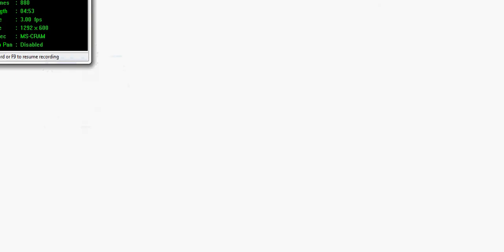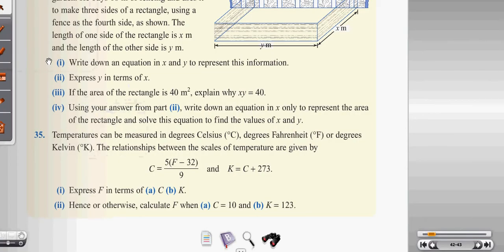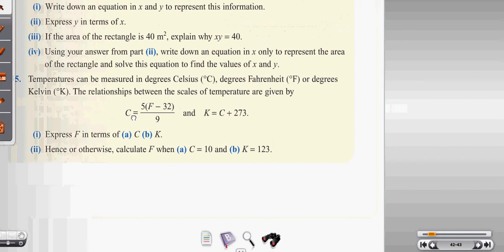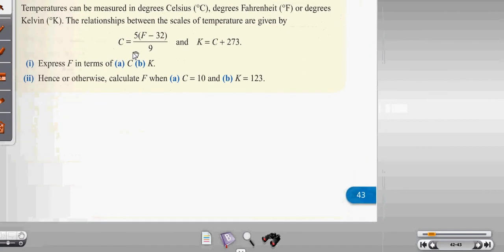Okay, so temperatures can be measured in degrees Celsius, degrees Fahrenheit, or degrees Kelvin. The relationship between the scales of the temperature is given by the following: C equals 5 multiplied by F minus 32, over 9. So with this in mind, what we're going to do with the Celsius is bring it down here. We have lots of workspace below, and we'll do it now, okay?